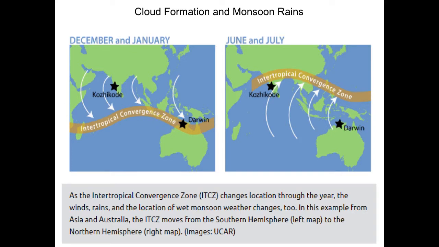so now the cloud formation and monsoon rainfall vary throughout the year. Why? Because the intertropical convergence zone we discussed in the previous module keeps changing as per summer and winter. It goes towards the north of the equator during summer time, and toward the south of the equator in winter time. So due to these variations, naturally the cloud formation and monsoon rains change.